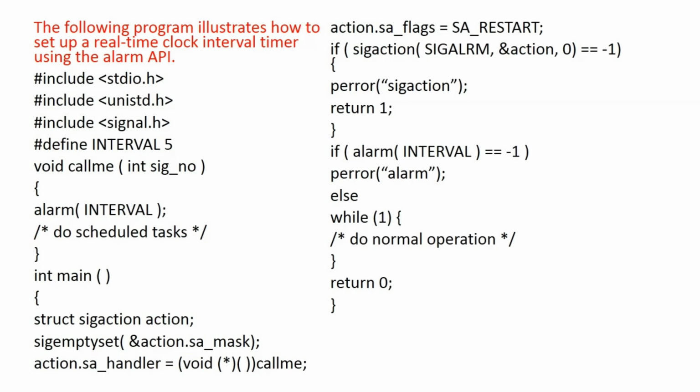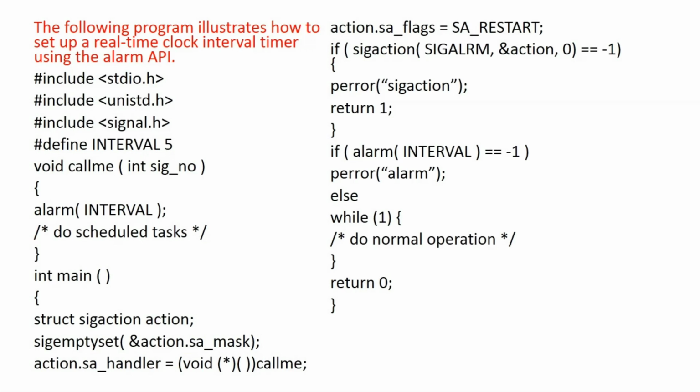If the function returns -1, then the API failed in setting a signal for the process. Once it executed successfully, you call the alarm with the interval. Every 5 seconds the alarm sends a signal to the process to continue the task. If the alarm returns -1, then you will get an error message that alarm failed in sending a signal to the process.